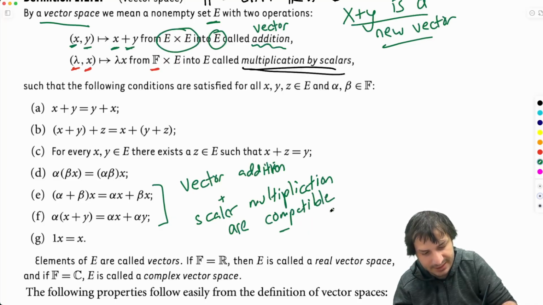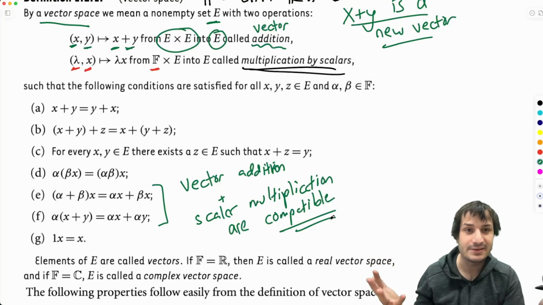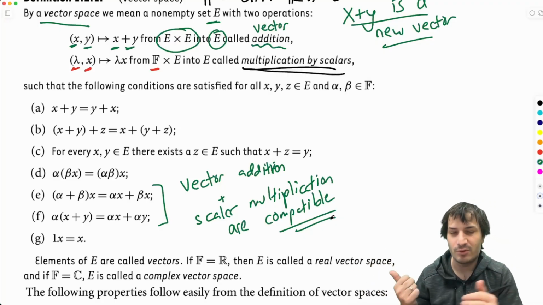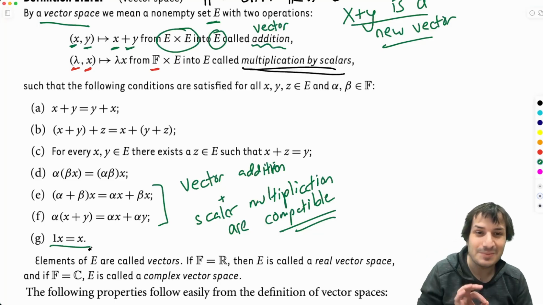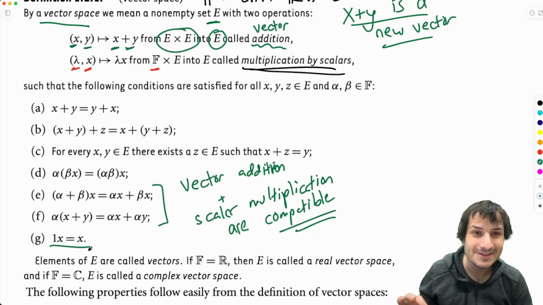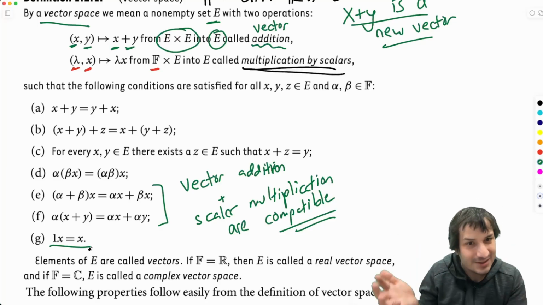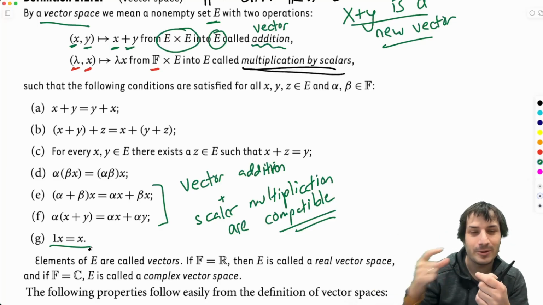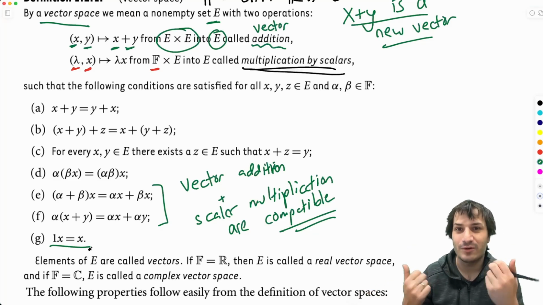And compatible here means that you can just do this kind of distributive law that you would expect. And so that must work for the things you gave me. Finally, this is a very funny property. If you multiply a vector by 1, it doesn't change. So 1 times something has to be the original something. This is just saying, the number 1 is an important number, because when you multiply numbers by 1, nothing changes. That has to work for vectors as well.